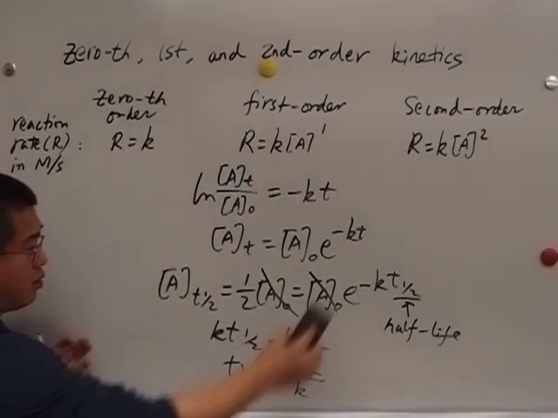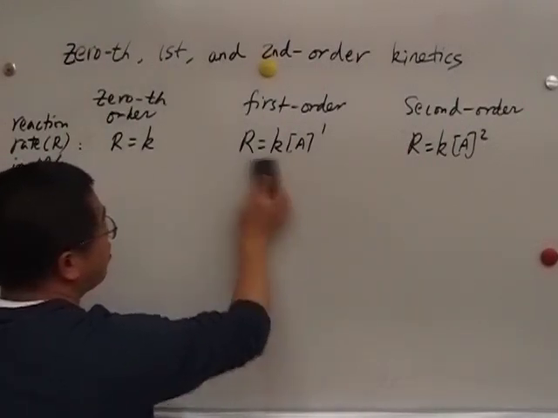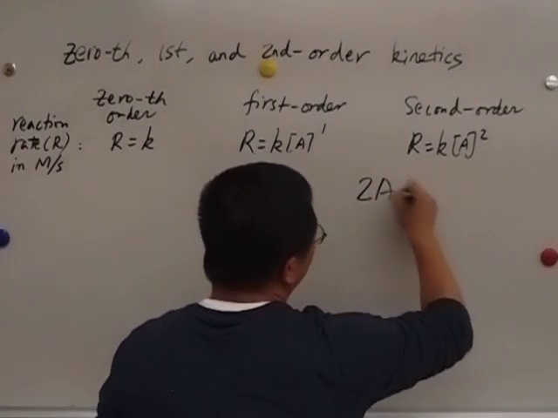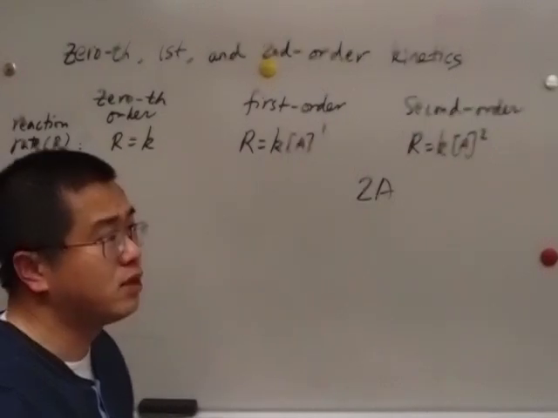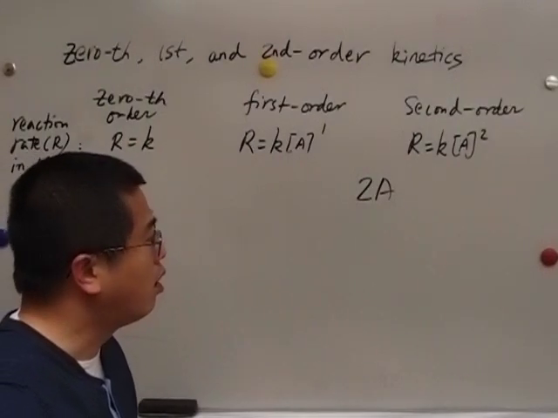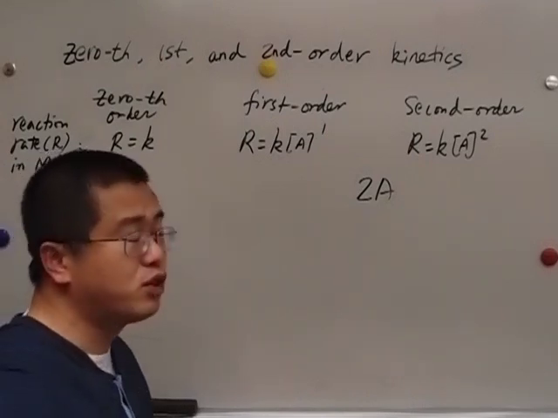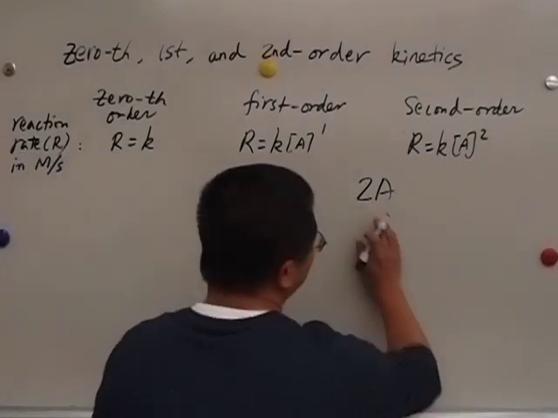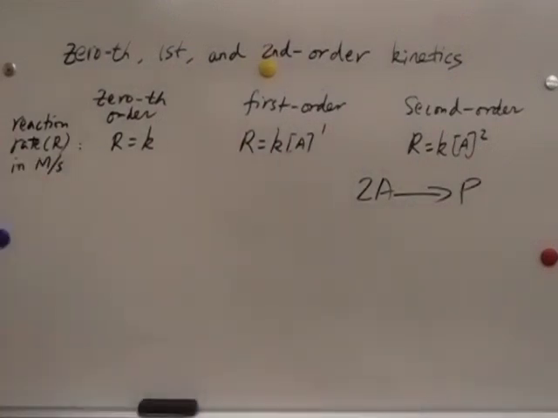I will erase this part to do the second order equation. So this is a second order equation. In another video, I showed how to derive the second order rate laws and half-life for a reaction that involves two different chemicals, A plus B, to produce P. But now I'm going to just show you how to do 2A producing P. It's going to be a little bit different.